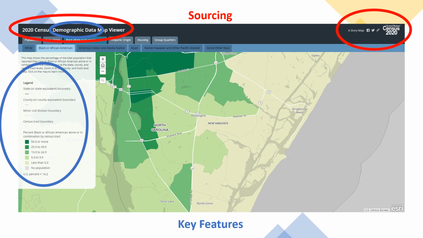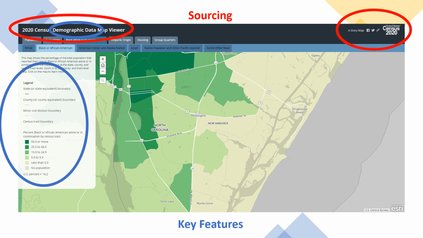So for the sourcing for this map, it is shown in the top left and top right, and that comes from the 2020 census information. Some of the key features that you see are shown on the left and in the legend, showing the boundaries and how they are labeled on the map and the color coordinations that they show.